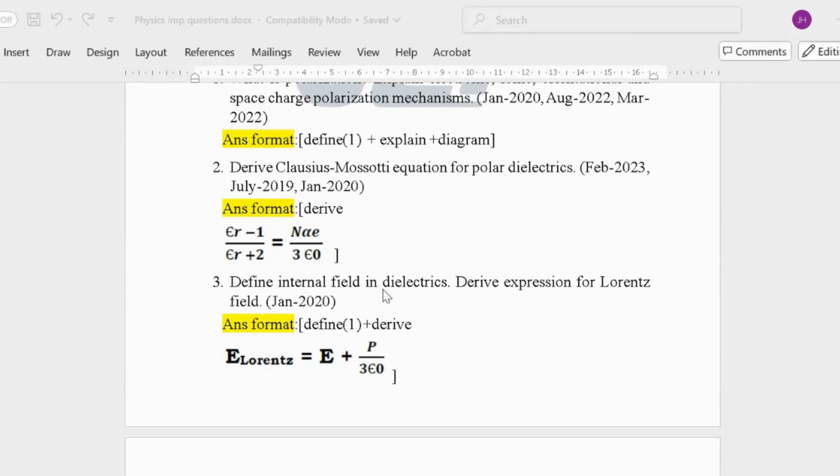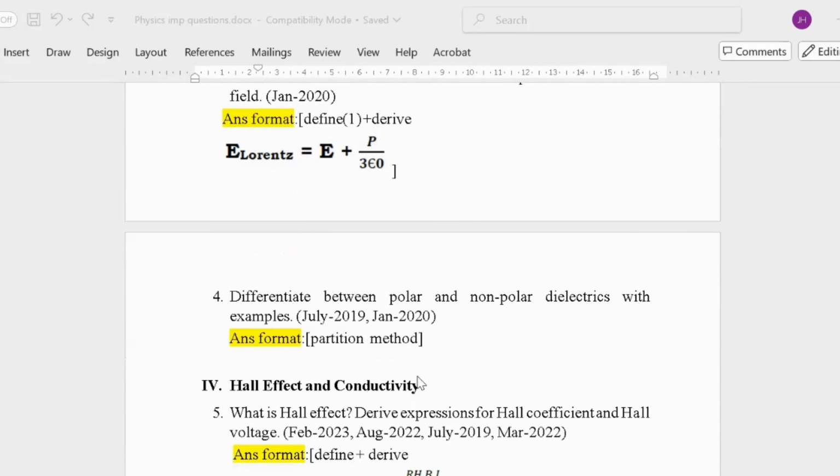Define internal field in dielectrics. Derive expression for Lorentz field. Okay, you are going to define and derive. This is what you're going to derive: E Lorentz is equal to E plus P by 3 epsilon naught, right? Okay, yeah. Now moving on to the next question.